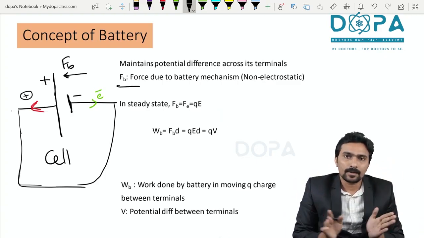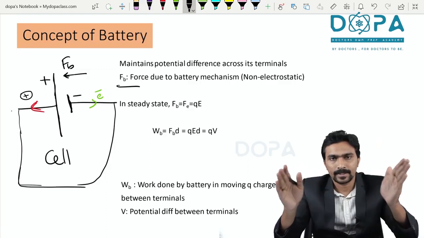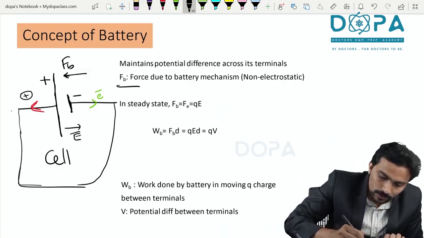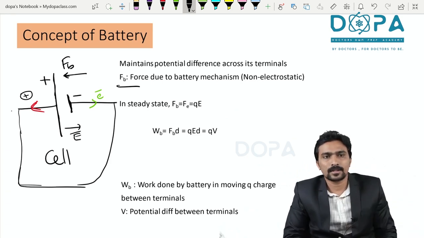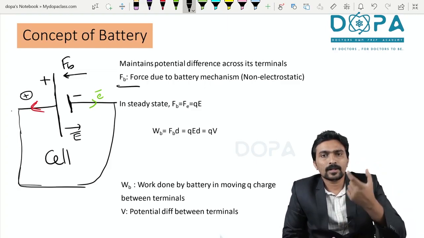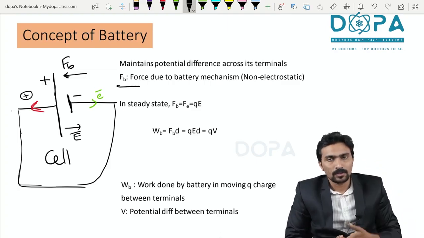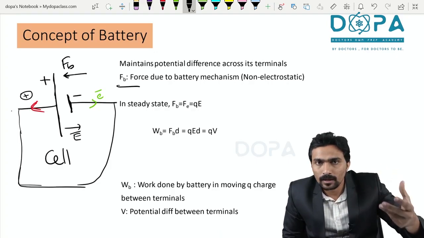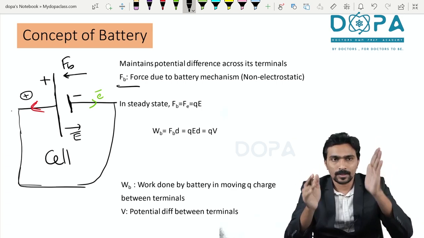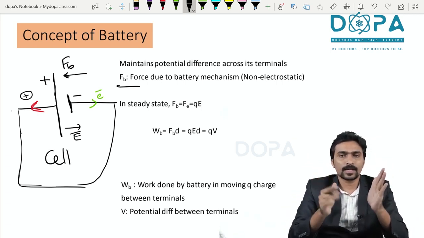And after some time, after many positive charges and negative charges are segregated, there will be an electric field. You can see an electric field will also be formed here. And as a result of that electric field, these charges will now experience an electrostatic force also. There is already a force due to the battery mechanism, and after enough charges have separated, the electrostatic field between these plates will increase.